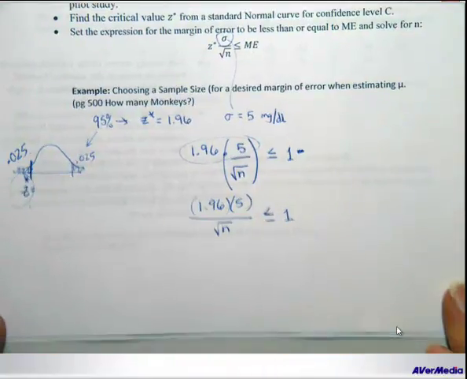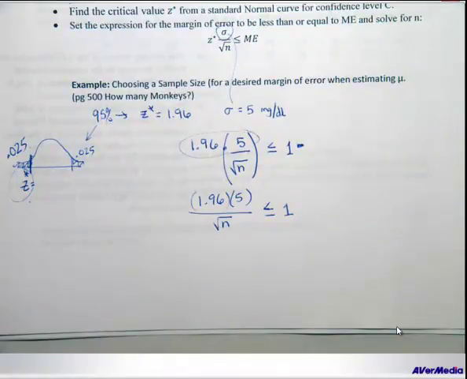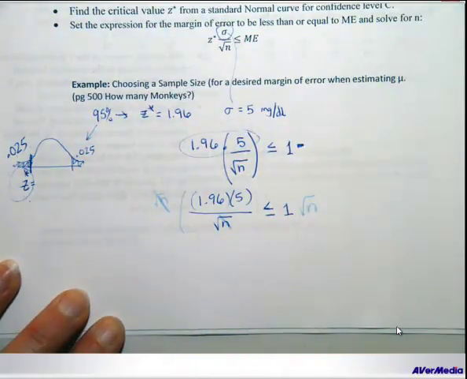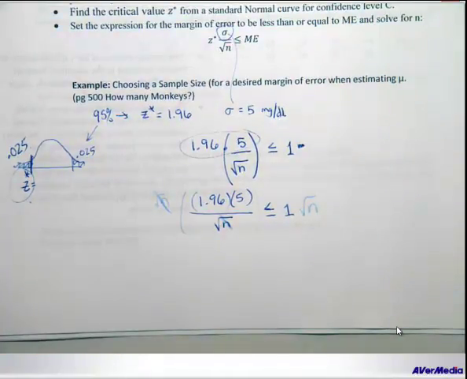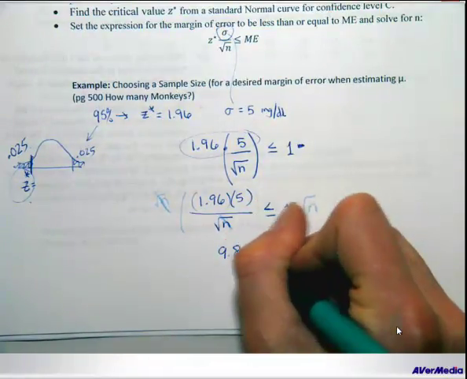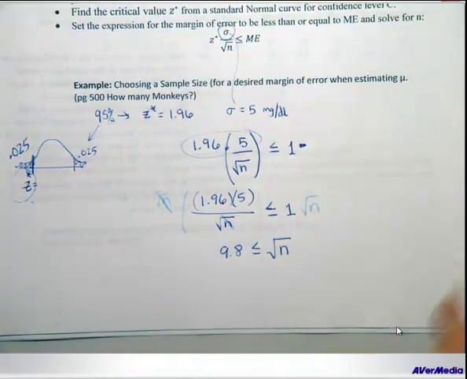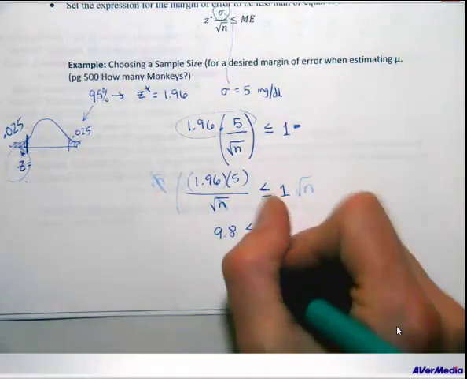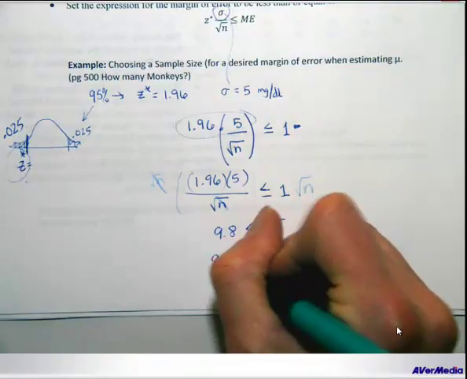The reason that's easier is because at this point, now what I can do is multiply the square root of n out of the denominator to both sides. So something like that. Does this make sense so far, the algebra part of it? Okay. And then 1.96 times 5 is 9.8. And then 1 times square root of n is just square root of n. And then what do I do to get rid of the square root? Square it. So when I square the 9.8, I get 96.04.